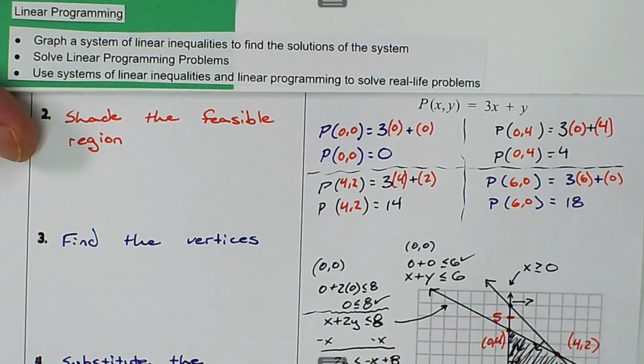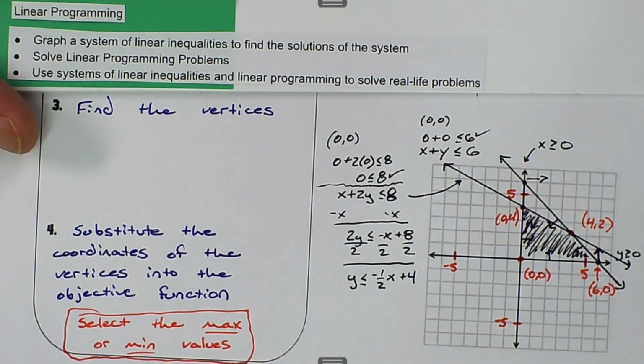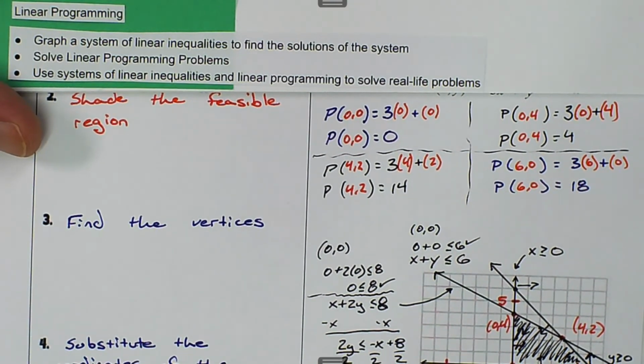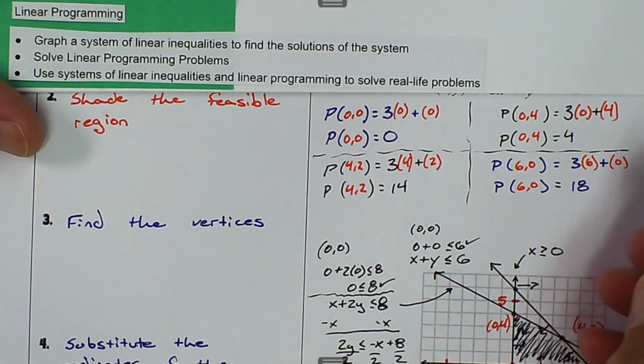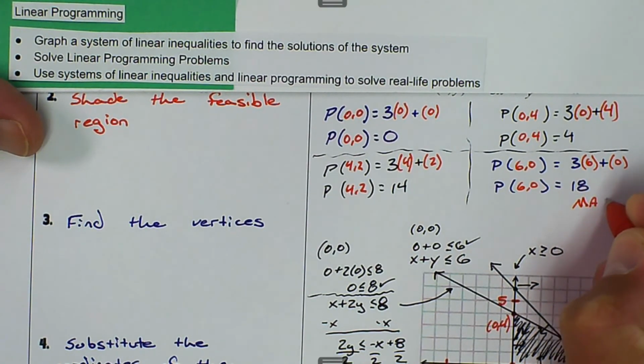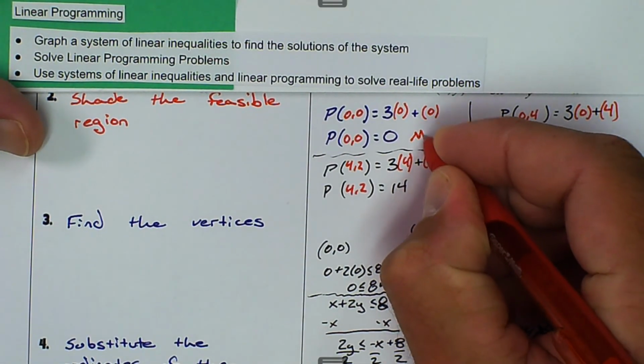So the last thing that we can look at after we substitute it in is we can select the max or the min. And if we look here, we have a max of 18. That's the largest. We have 18, 4, 14, and 0 is the min.